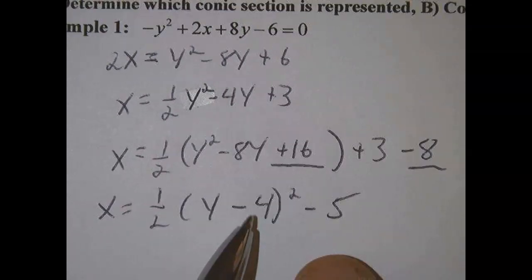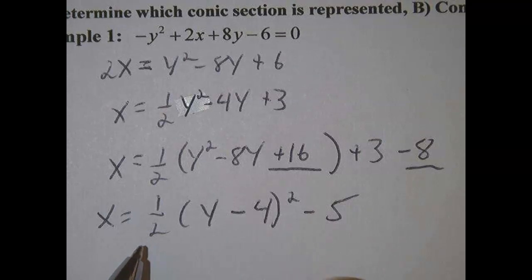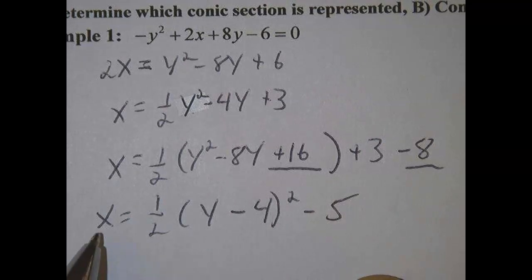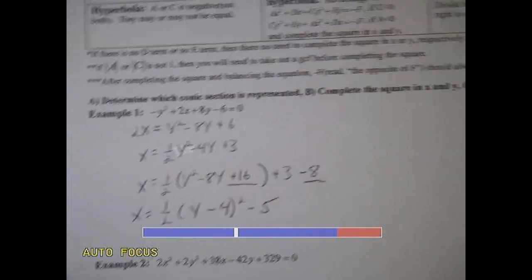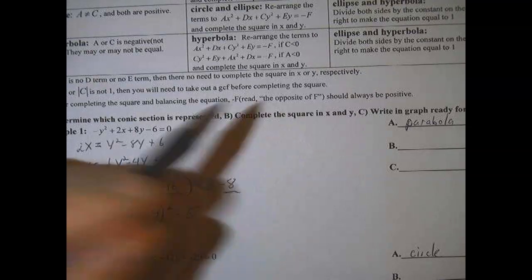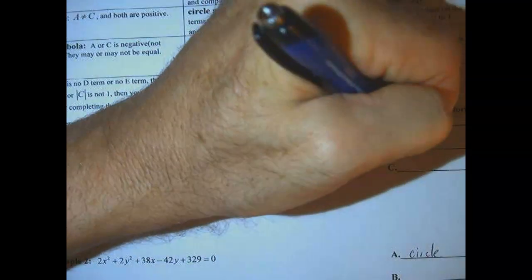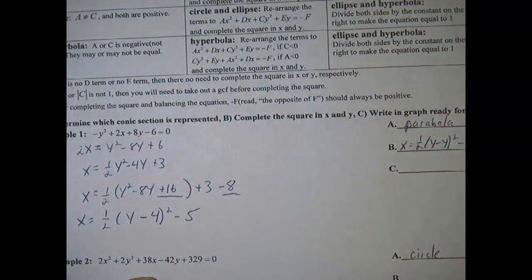I can now see my HK. I can see my vertical stretch. And this is graph ready. And you guys know how to graph this, except it's sideways. But for the most part, you do know how to graph this. So let's just write this in to our completed the square step here, which is step B. Complete the square in x and y, or x or y in this case. And so we get x equals 1/2 of y minus 4 squared minus 5. Okay, there we go.